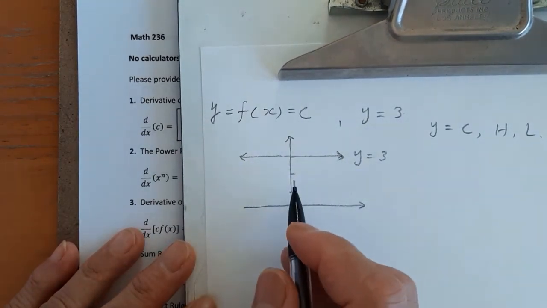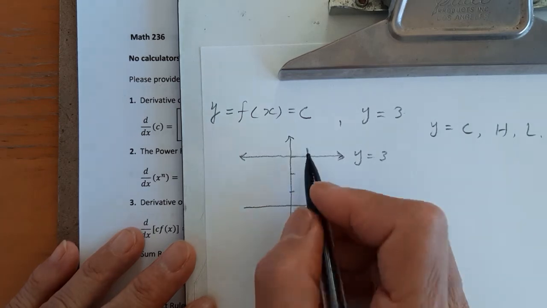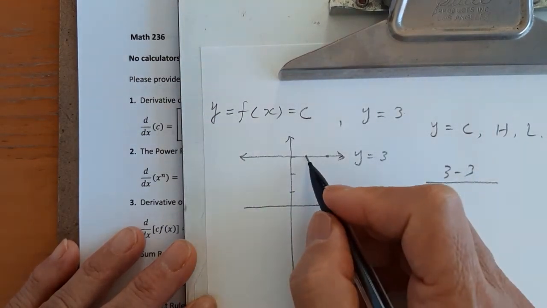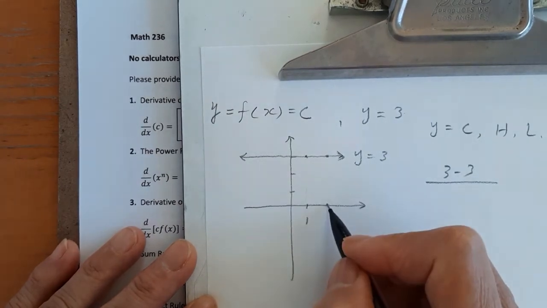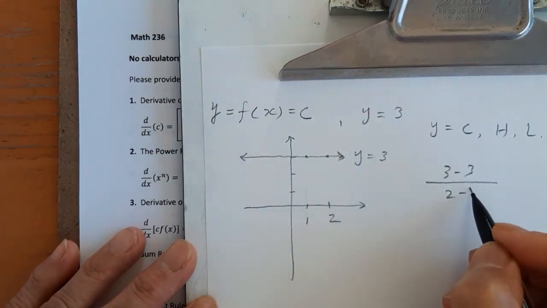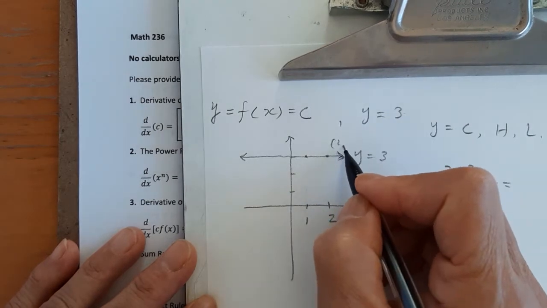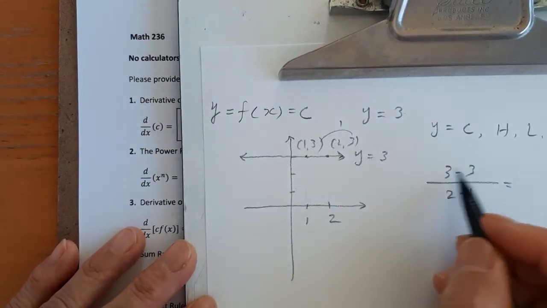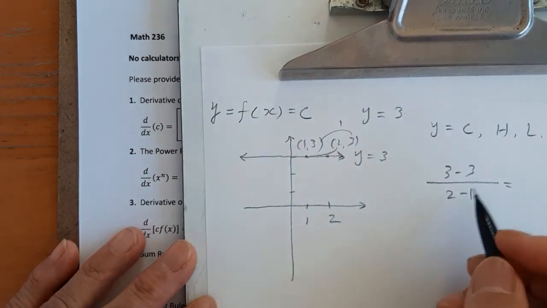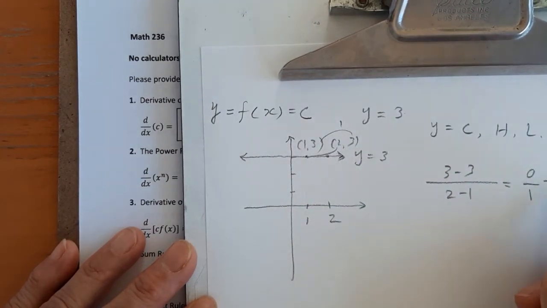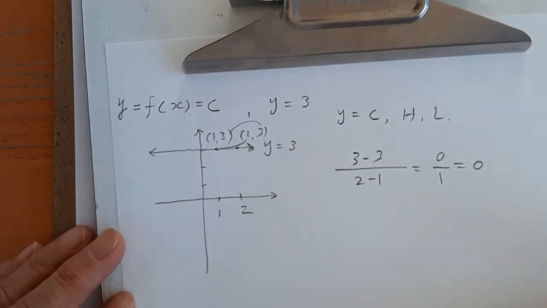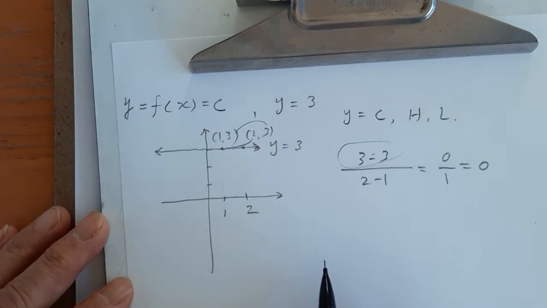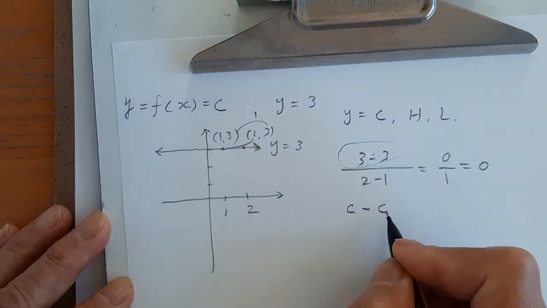Slope of a horizontal line is what? It's 3 minus 3 over, for example, here 1, here's 2, over 2 minus 1. This point is (2, 3). This point is (1, 3). So y change, 3 minus 3 over x change, 2 minus 1, which is 0 over 1, which is 0. So slope is always 0 because y is always 3 minus 3.